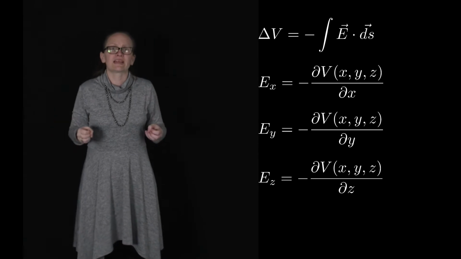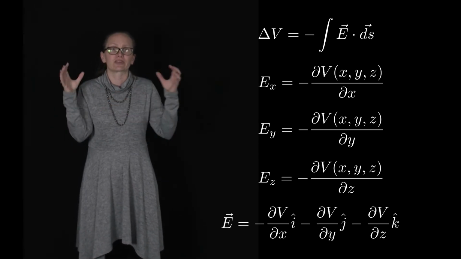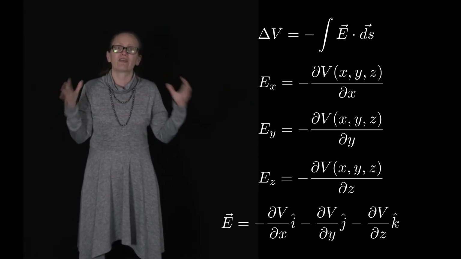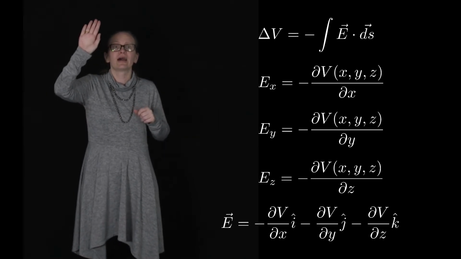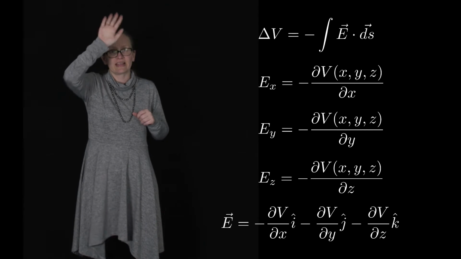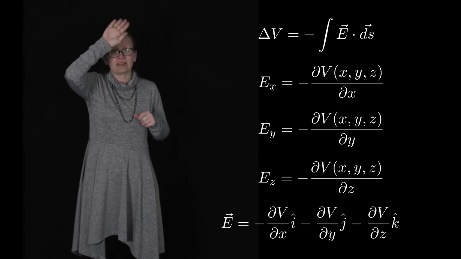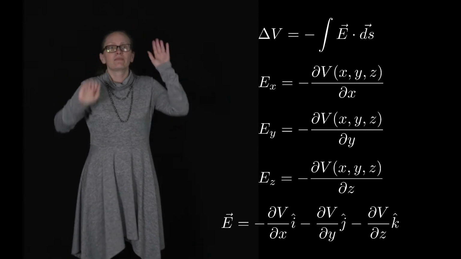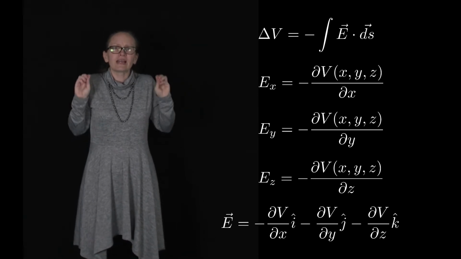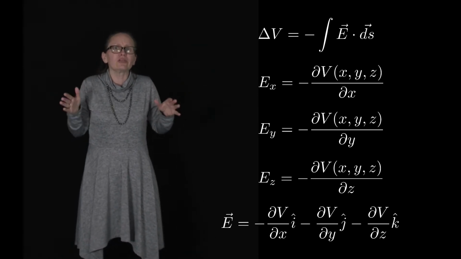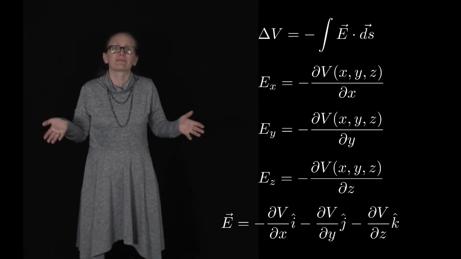So this means that if we want to calculate an expression for the electric field, the whole vector, we could use that the electric field is equal to minus dV dx in the i direction, minus dV dy in the j direction, minus dV dz in the k direction. So let's have a look at how we use this in practice now with a problem.